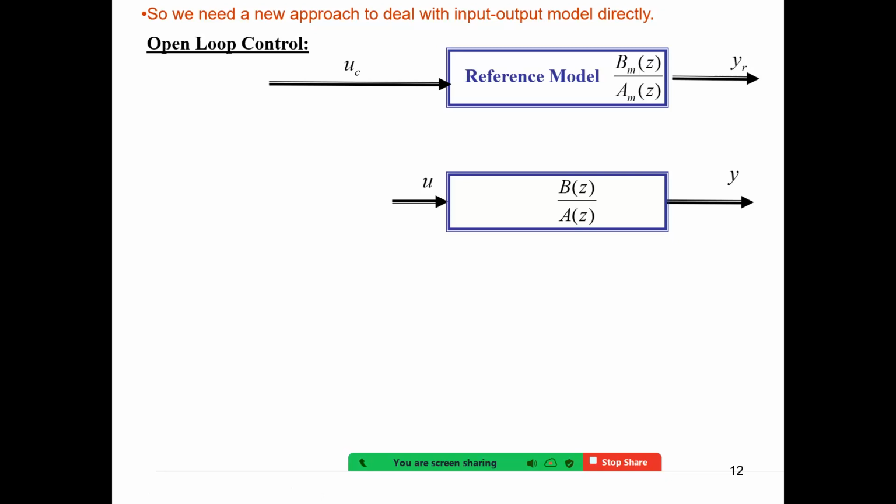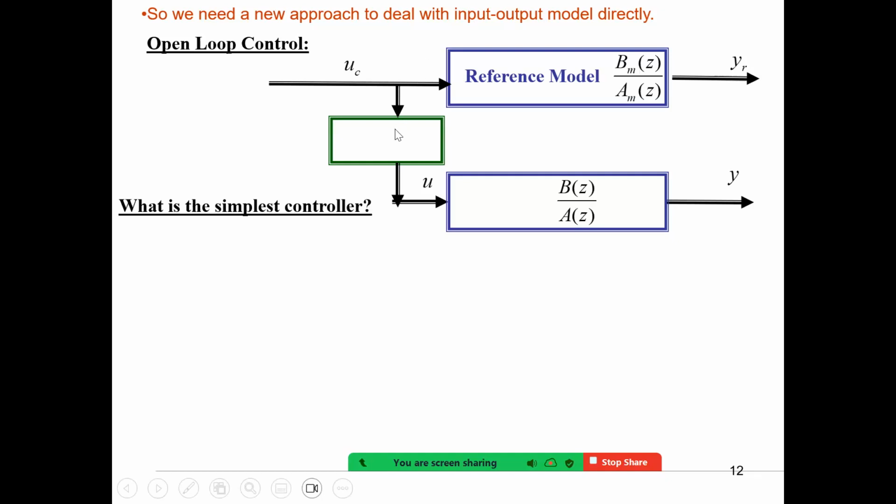Let's try the simple way, right? Let's just do some algebraic calculation. We can do the open loop control. Now, just from some simple algebraic calculation, what is the simplest controller you can put here such that this block times this block match BM over AM? What will be the solution?